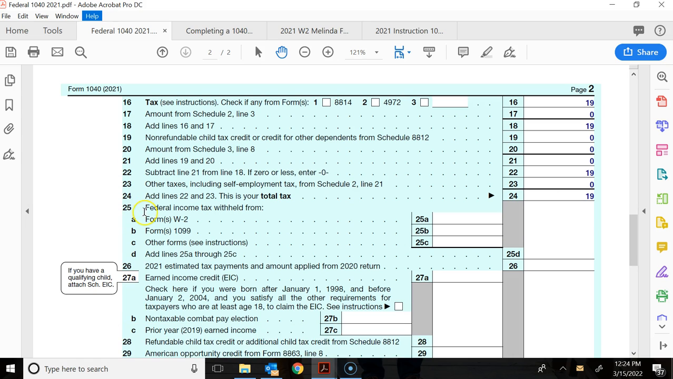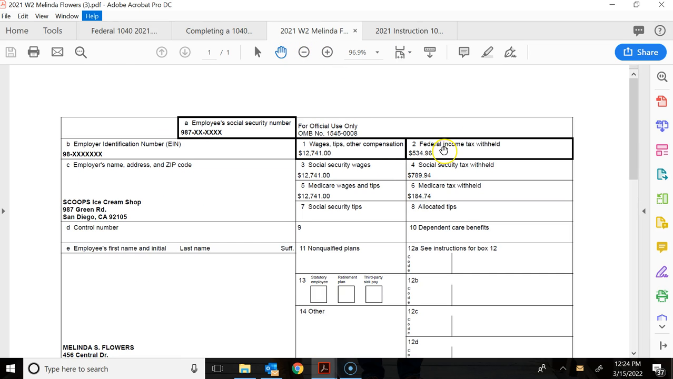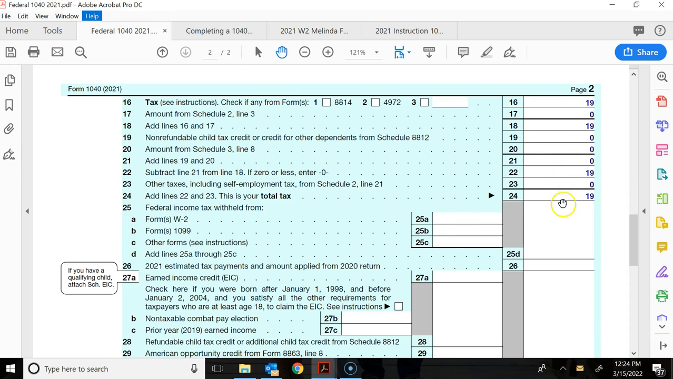Line 25 is asking for our federal income tax withheld from the W-2. So we're going into her W-2 again. Let me scoot in just a little bit. And we're looking at what's in this box. So that's $534.96. That's how much she has paid in taxes so far, or what was taken out of her paycheck over the course of the year.